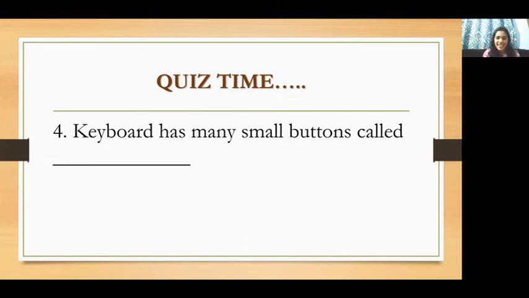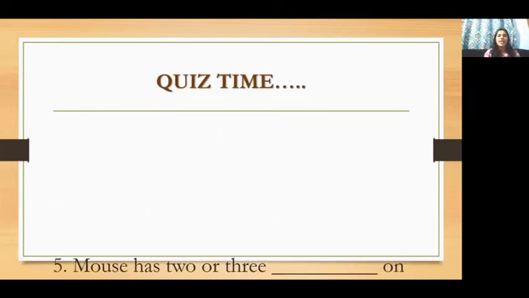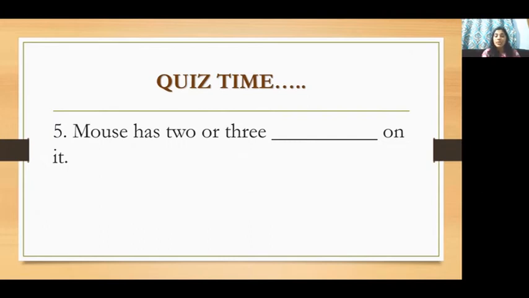Yes, keys. Very good. Those small buttons are called keys. Then the next question. Mouse has 2 or 3 dash on it. Mouse has 2 or 3 buttons. Yes, 2 or 3 buttons are there on a mouse. Okay, very good.